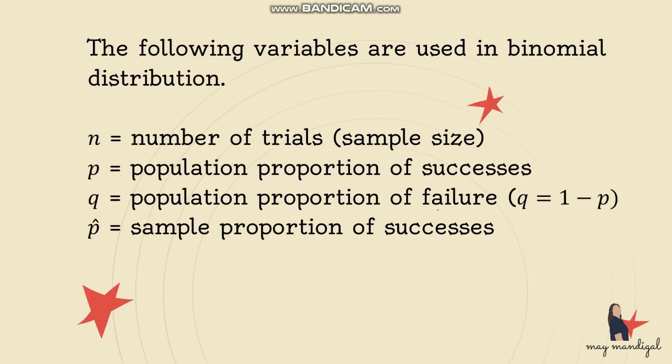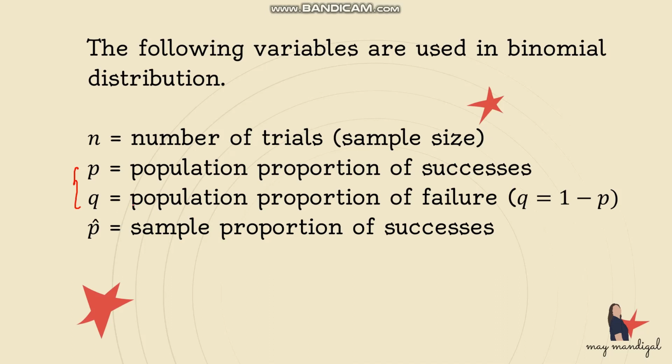Now, binomial random variables may be used in some experiments or researches. So it's really important that you know how to recognize whether the variable involved in a particular problem or situation is a binomial random variable. Here are the variables that we have to look for that are related to the binomial distribution. First, we have n, which is the number of trials, also referred to as the sample size. Then we have p, which is the population proportion of successes. And then we have q, which is the population proportion of failures.